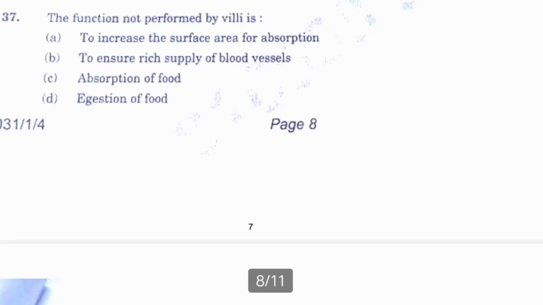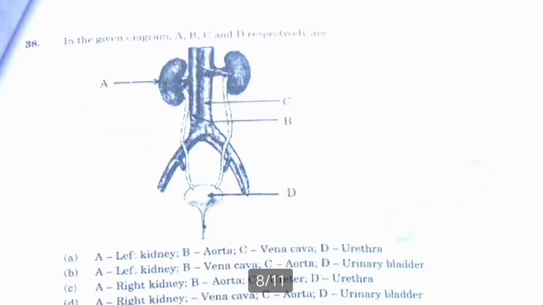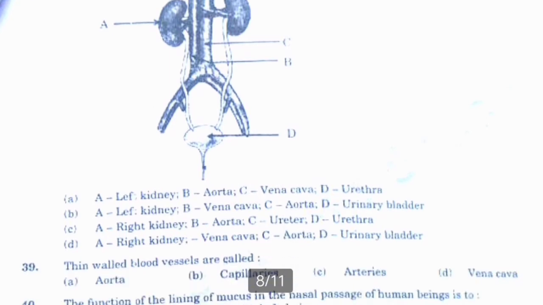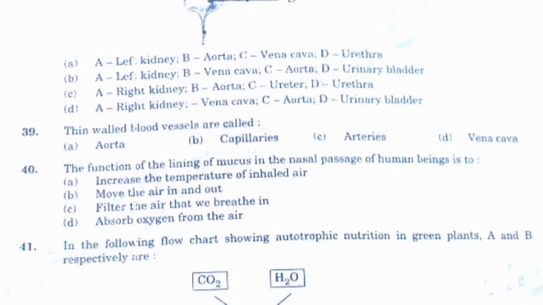So next question, that is question number 38 on page number 9. In the given figure diagram, A, B, C and D respectively are: option number A, left kidney, aorta, vena cava, urethra. Option number B, A, left kidney, B, vena cava, C, aorta, D, urinary bladder. Option number C, A, right kidney, B, aorta, C, ureter, D, urethra. D, A, right kidney, B, vena cava, C, aorta, D is the urinary bladder. So the option number D is the correct one.